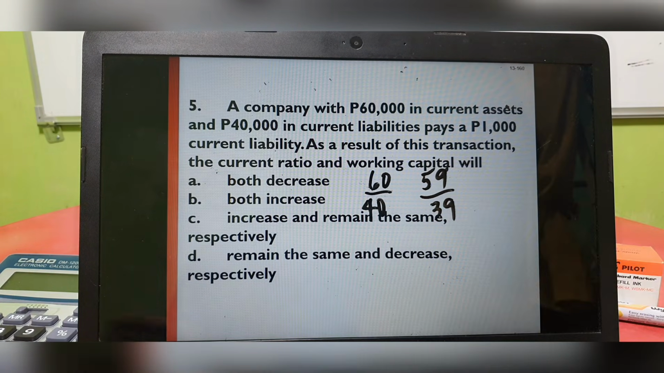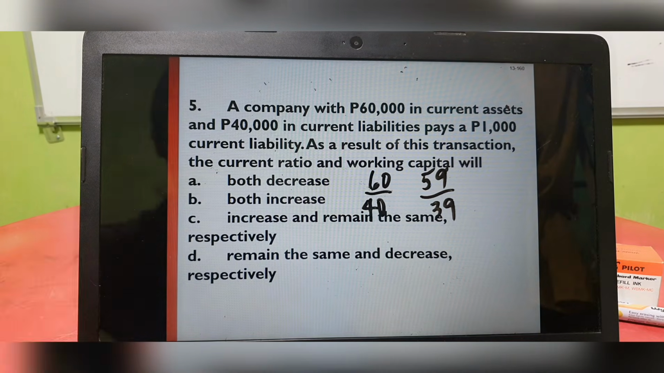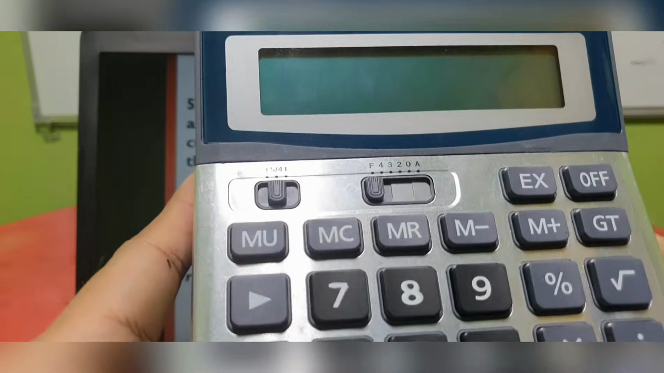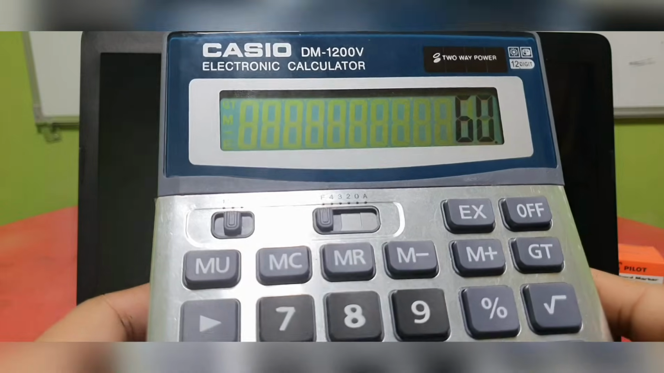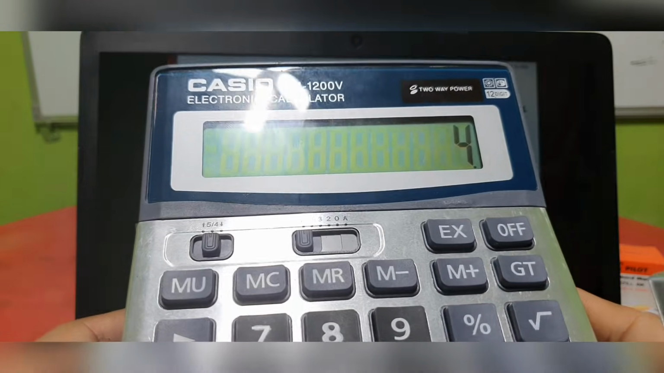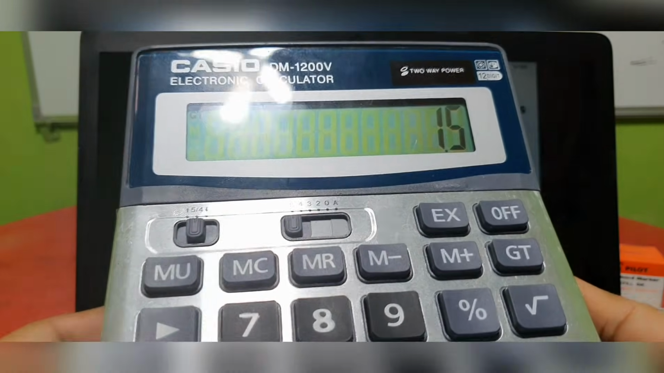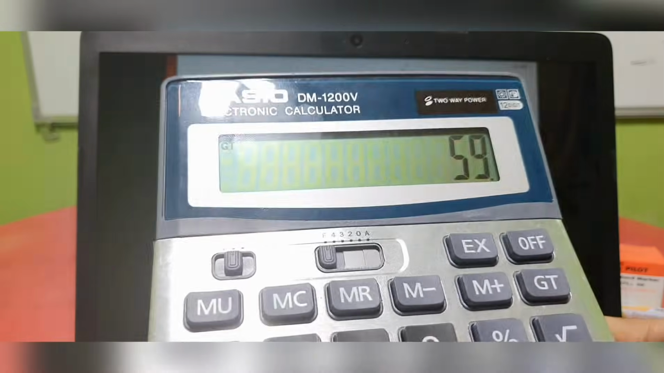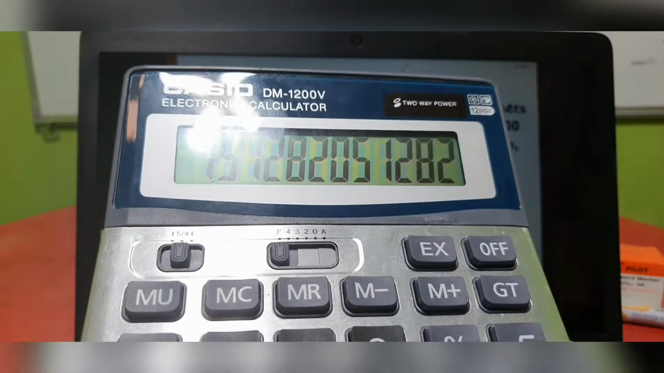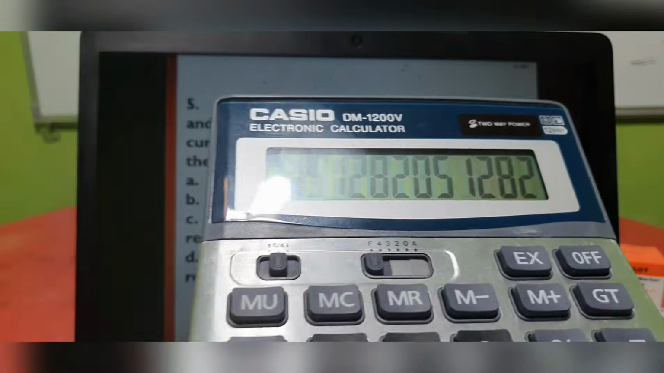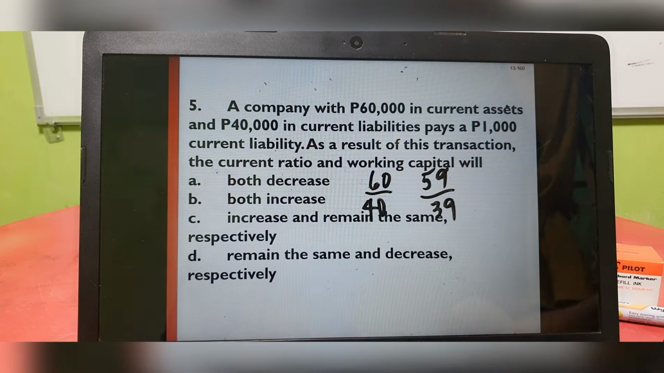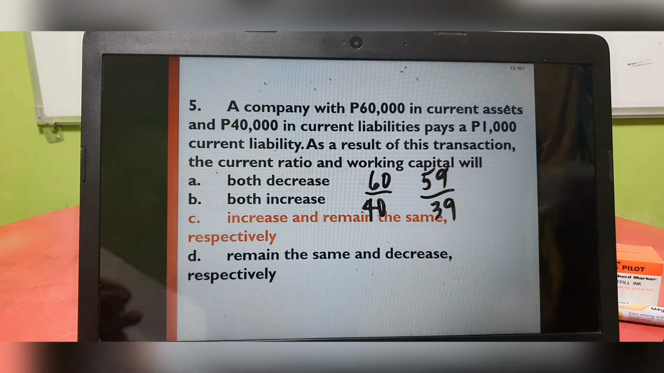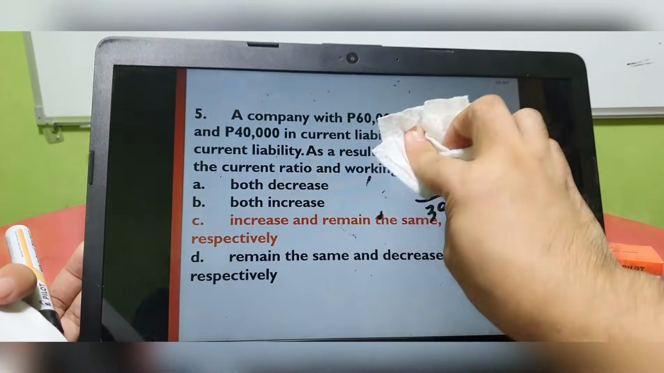Difference nito, 20 pa rin. So, ano ang ating current ratio? Dating 60 over 40 or ang 60 over 40 natin ay 1.5. So, yung 59 over 39 ay 1.51. So, therefore, increase tayo. So, what's the answer? It's letter C. Okay?